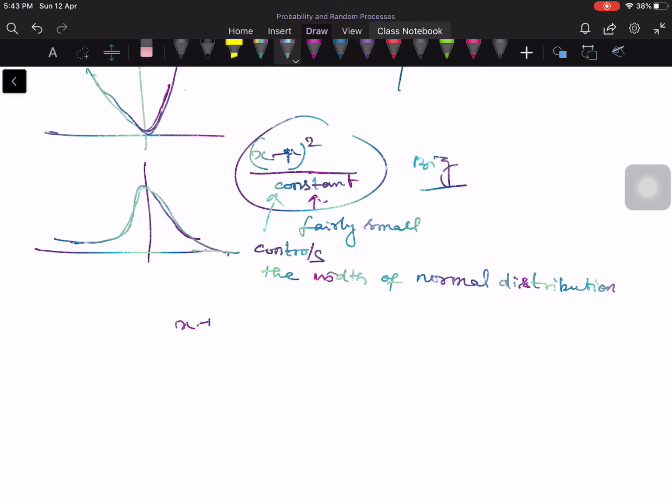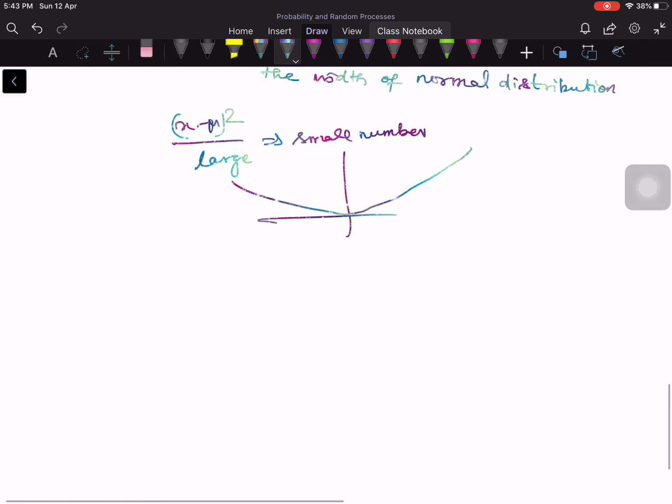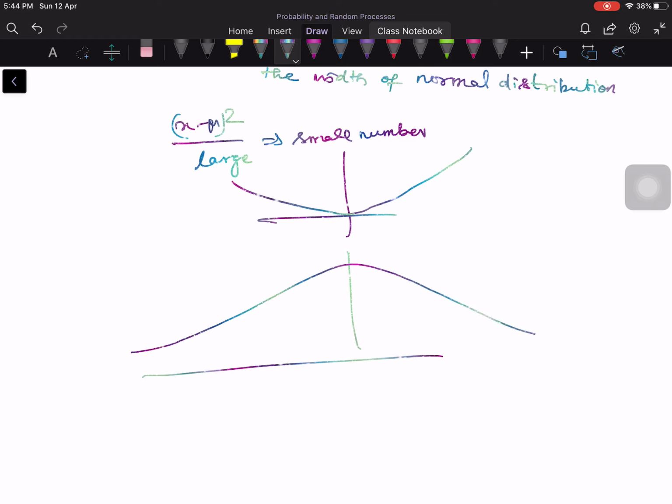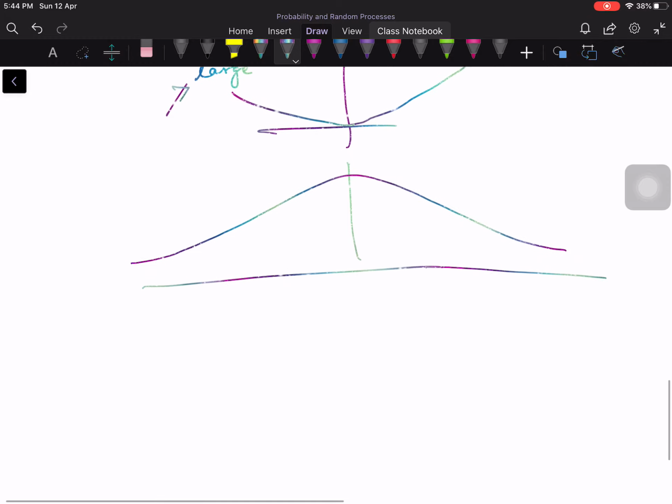Suppose x minus mu the whole square is divided by a large number, then what happens? This whole thing will be a very small number. Very small means it increases very slowly like this. The parabola looks like this, a very big parabola. And if you take the negative exponential, it also looks like this. You'll get a very wide normal distribution. Therefore, the denominator part controls the width of the normal distribution.